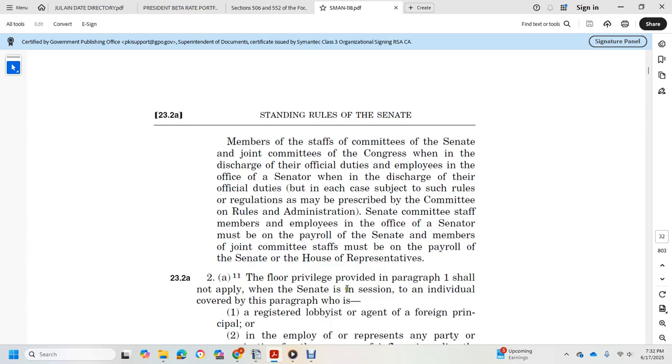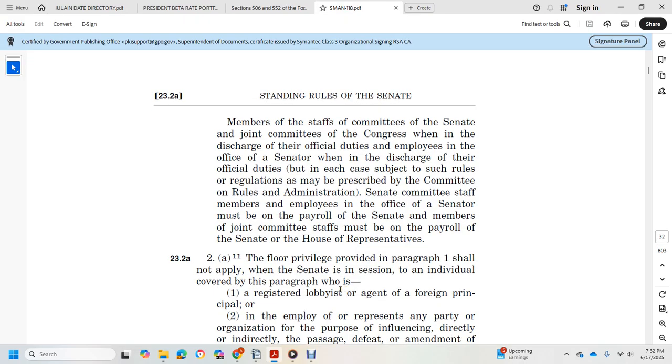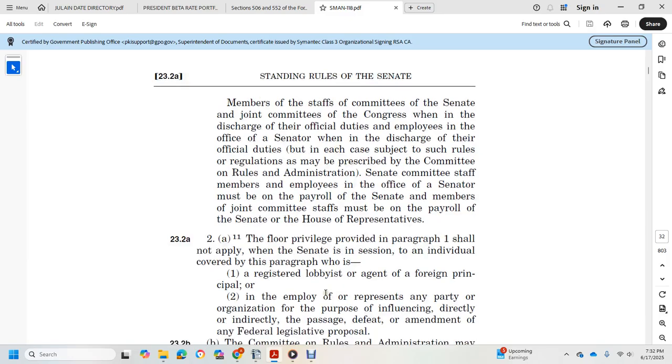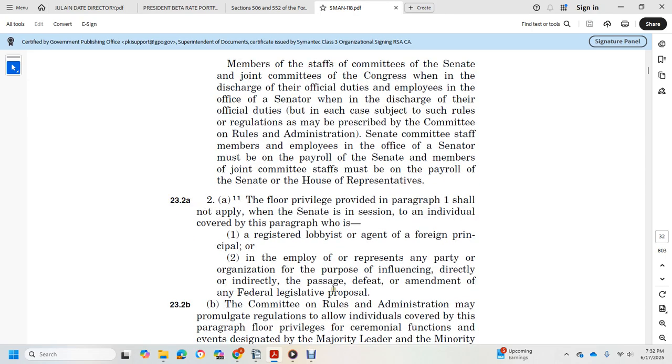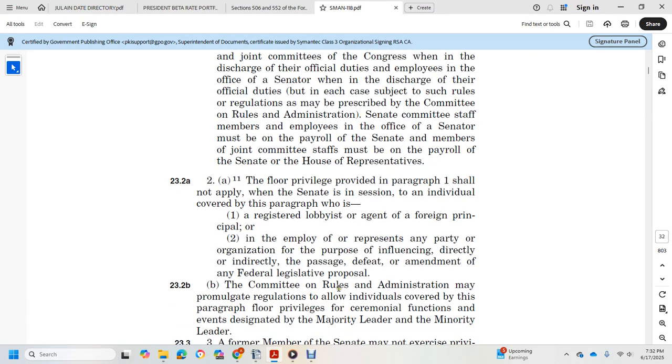2. An employee of or representing any party or organization for the purpose of influencing, directly or indirectly, the passage, defeat, or amendment of any federal legislative proposal. The Committee on Rules and Administration may promulgate regulations to individuals covered by the paragraph's floor privileges, for ceremonial functions and events designated by the majority leader and minority leader.